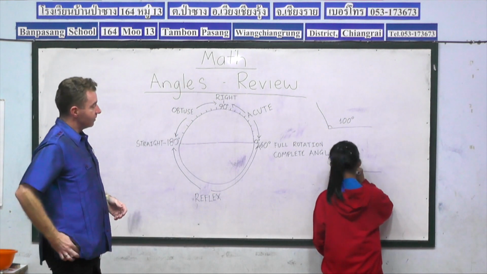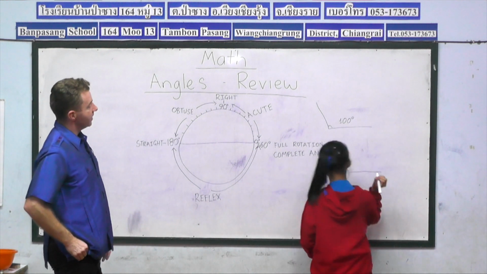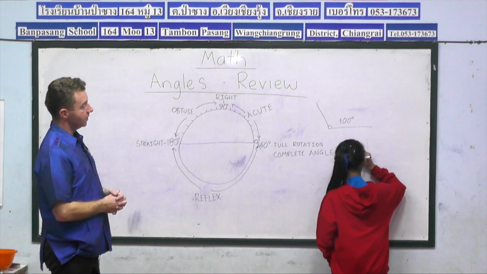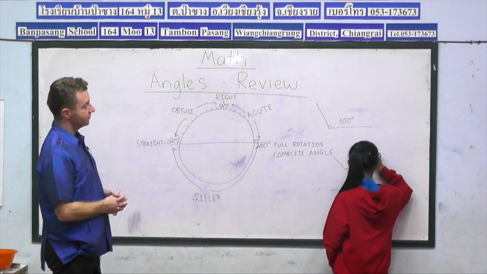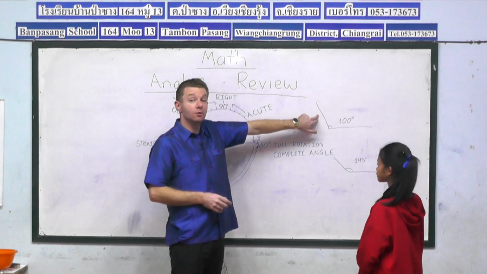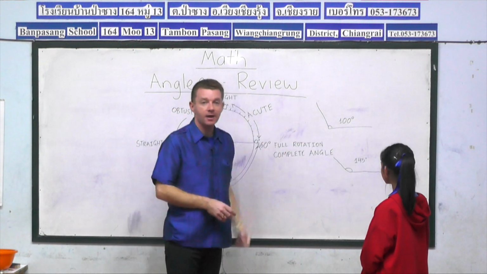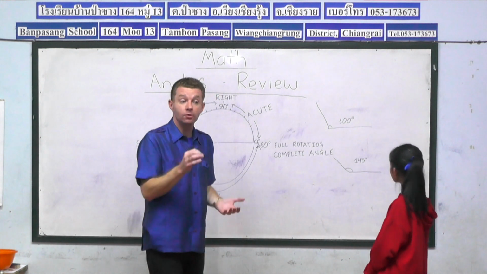So 0 degrees to vertex, and then larger. Vertex, 1, 4, 5 degrees. Perfect. So you can see how the 100 degree angle is this size. But Dan has drawn a larger angle because 145 is larger than 100.